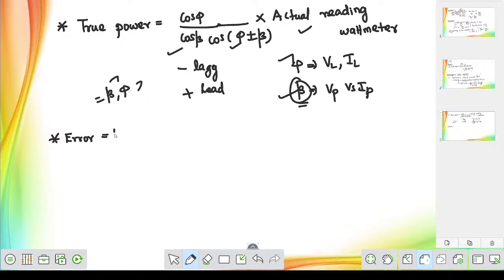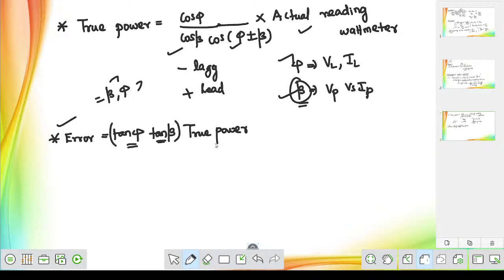Directly, what you can do is take tan phi, calculate the value of tan of phi and tan of beta, and multiply it by true power. That's it. Multiplied by true power. That is the direct formula. You can calculate the error of the wattmeter with the help of this. Repeat one more time: tan phi into tan beta into true power is the formula to obtain the error.